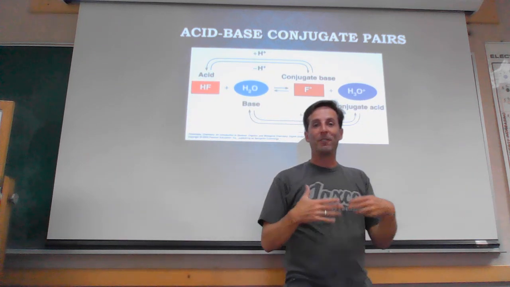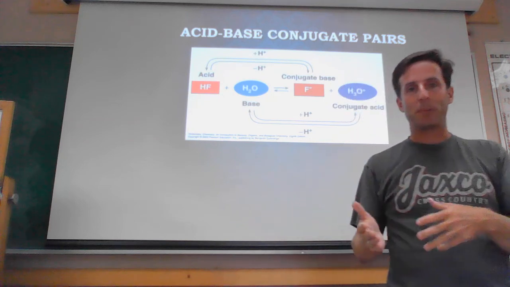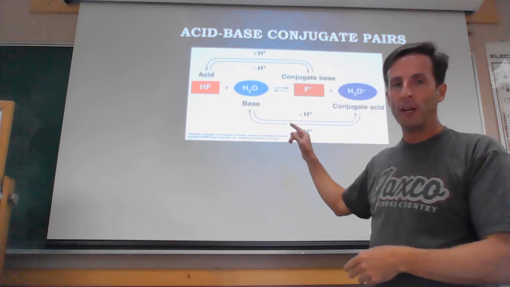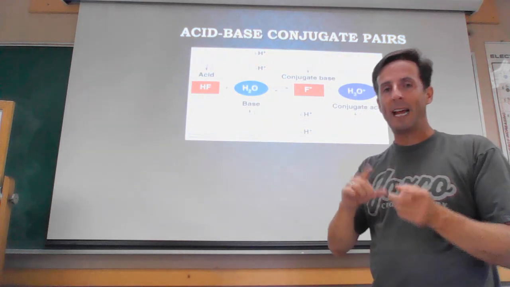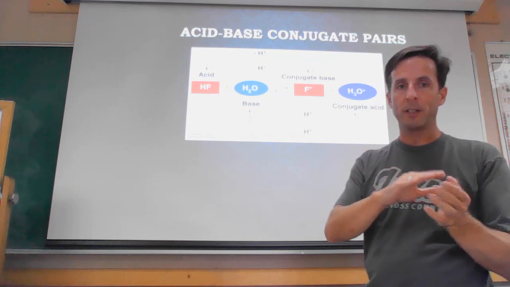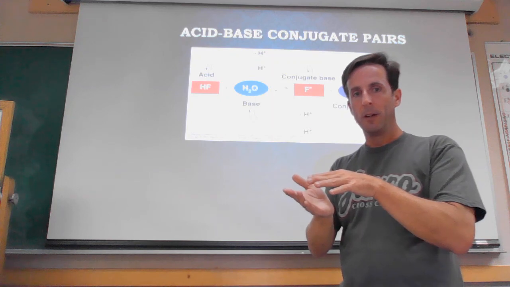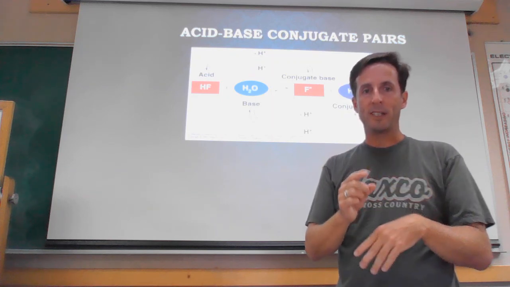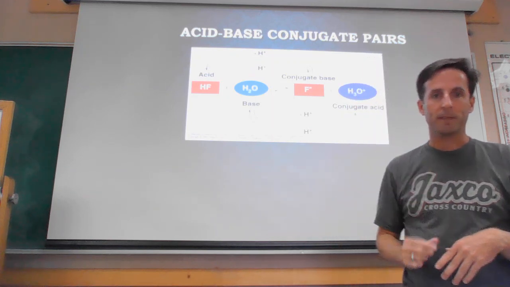Okay, so we define a conjugate acid-base pair to be two things that differ by the gain or loss of a hydrogen. Going one way, you lose a hydrogen. Going the other way, you gain a hydrogen. But a conjugate acid-base pair is always separated by a single hydrogen.